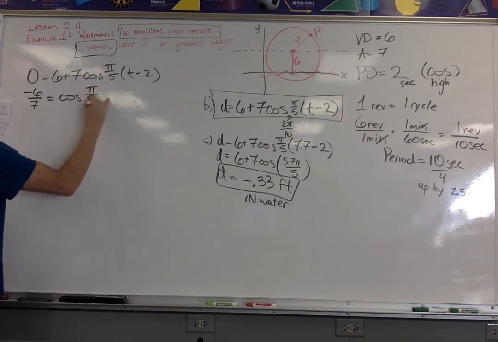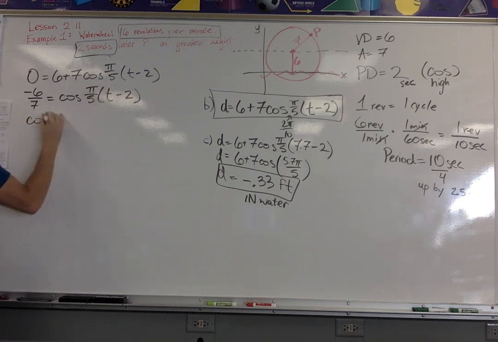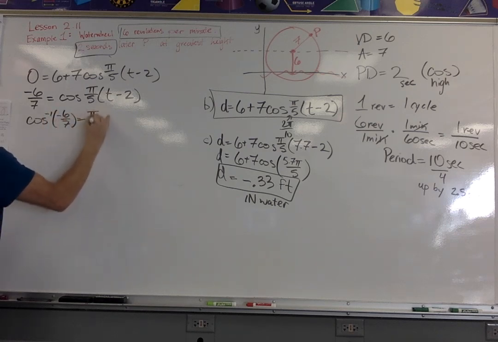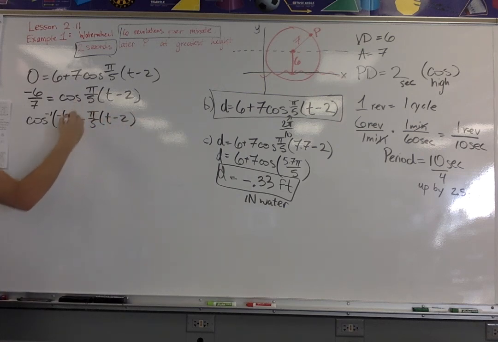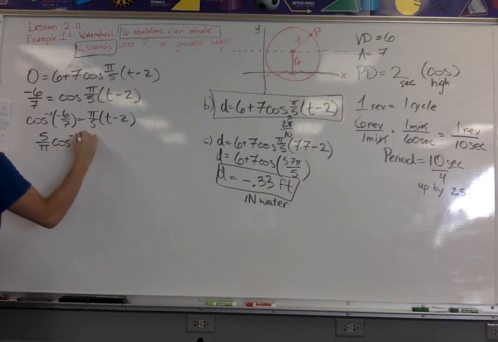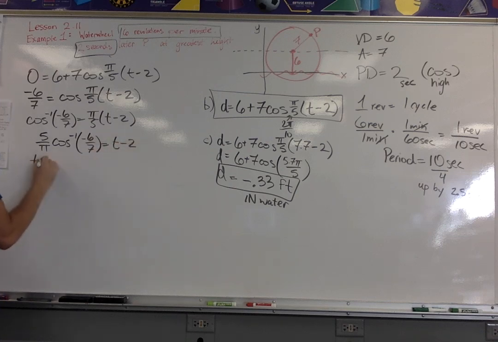Next, we want to bring cosine to the other side. So we're going to do inverse cosine of negative 6/7. Then we want to do the reciprocal of the pi over 5. So now it is 5 over pi. And last, we want to add 2 to the other side. So we've solved for t. We've isolated the t variable, time.